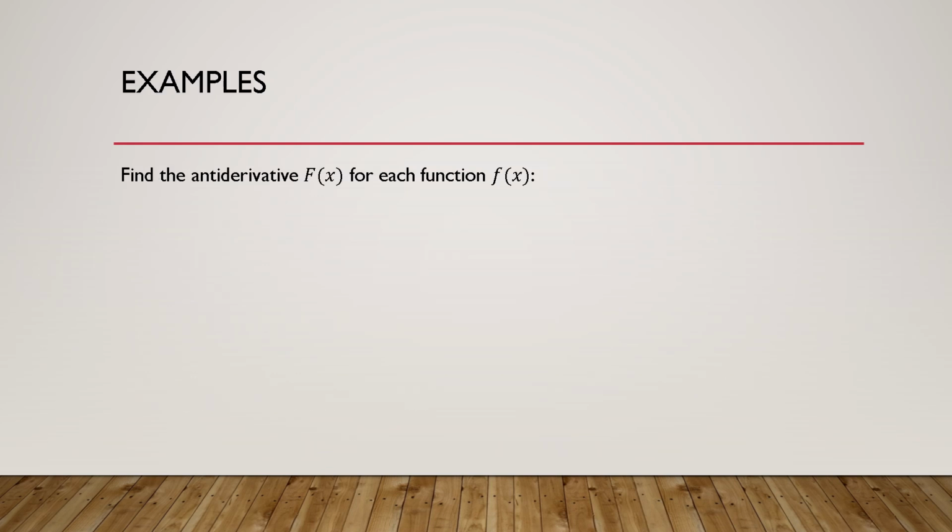As examples, let's find the antiderivative, capital F of x, for each function f of x, remembering that we're just working backwards, attempting to determine what function would give us a derivative that equals the given function. f of x is equal to x cubed, so capital F of x is equal to x to the fourth over 4 plus c.